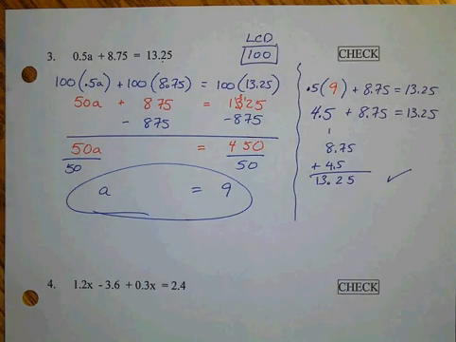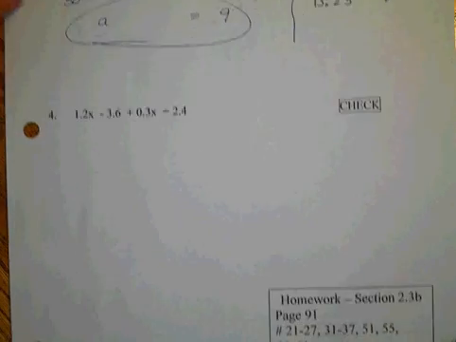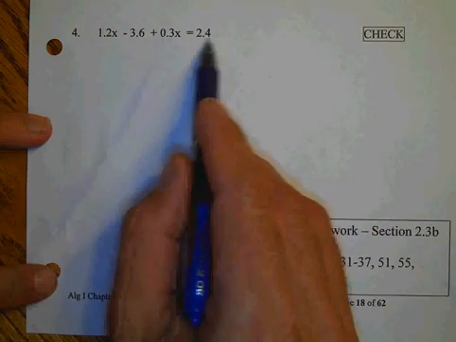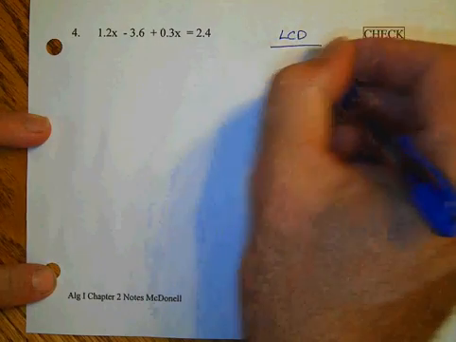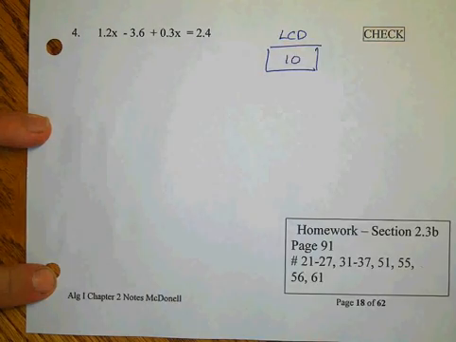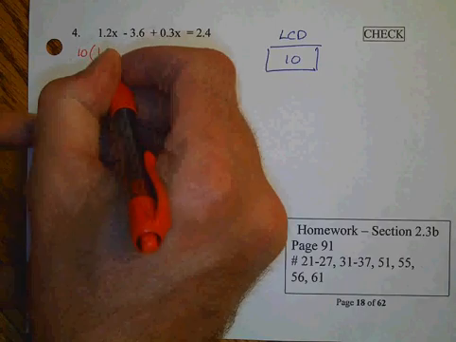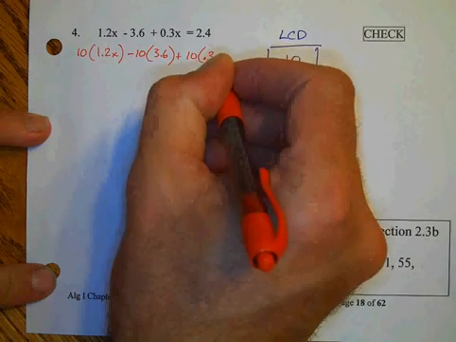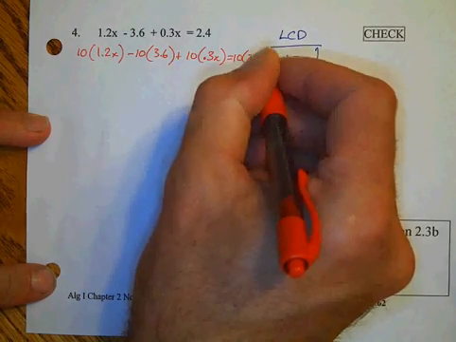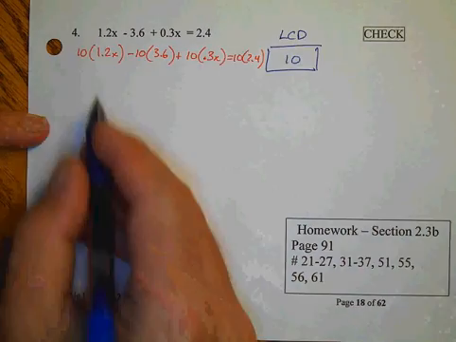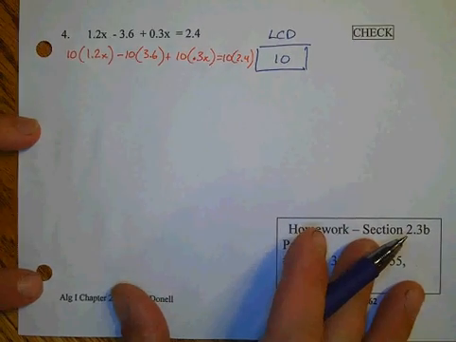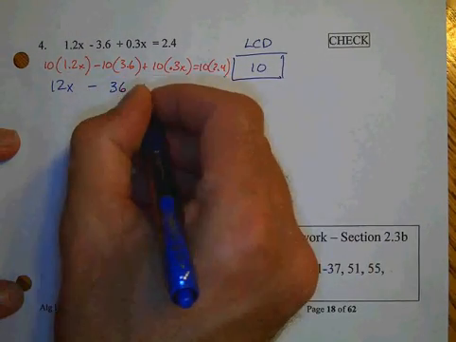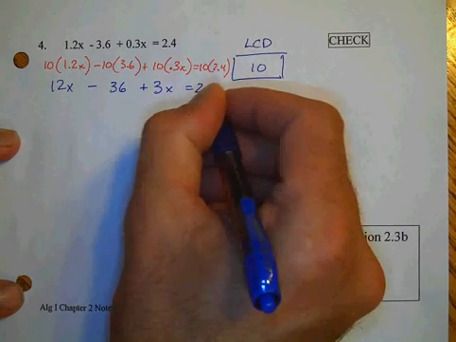Let's look at problem 4. As we examine problem 4, we have to consider what our LCD is between tenths, tenths, tenths, and tenths. I think it's pretty obvious the LCD is 10. So let's multiply everything by 10. 10 times 1.2x minus 10 times 3.6 plus 10 times 0.3x equals 10 times 2.4. When we multiply by 10, as you probably know, the decimal moves over one position. That becomes 12x minus 36 plus 3x equals 24.